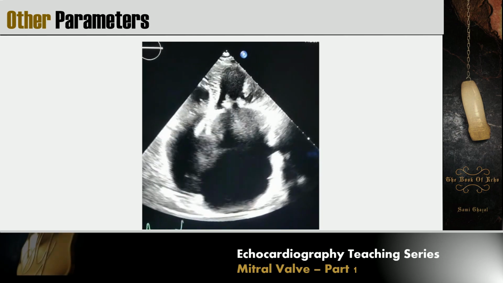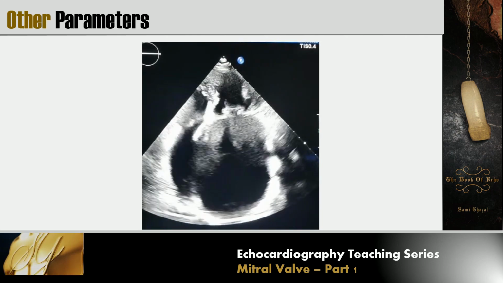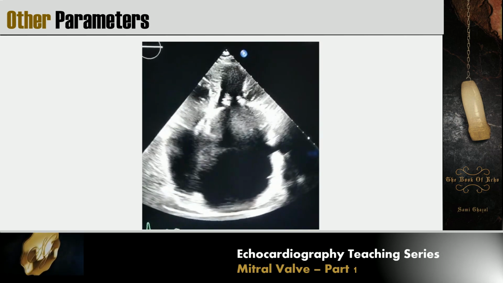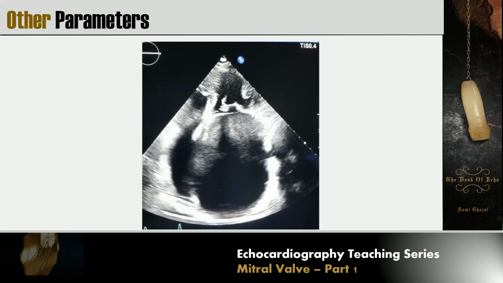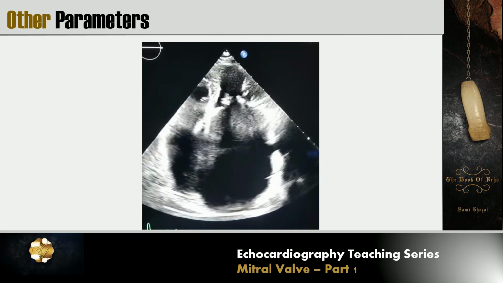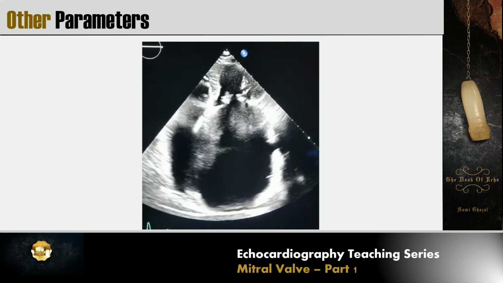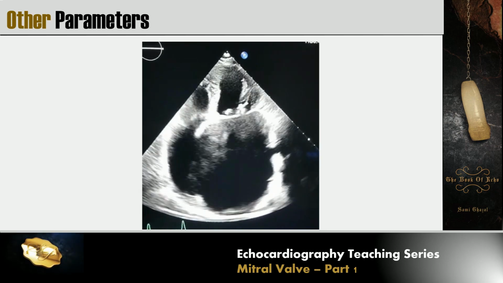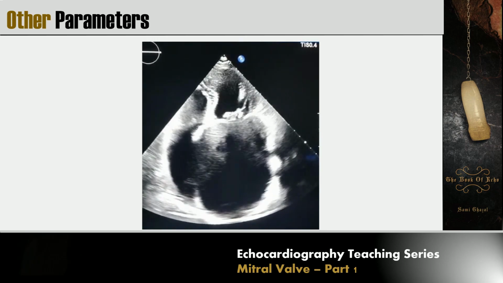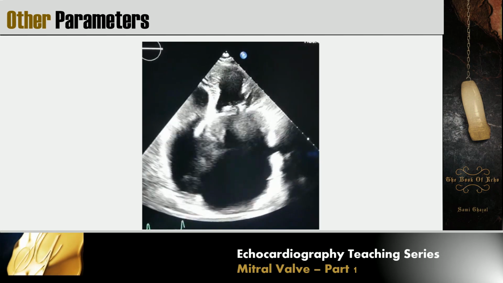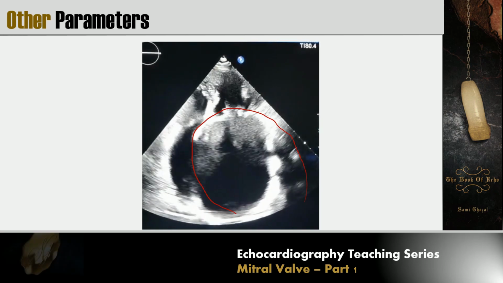Again, in significant mitral stenosis, we also expect the left atrium to be enlarged. This is an extreme example, but a normal left atrial size really rules out significant mitral stenosis. So as you can see here, the left atrium is really huge.